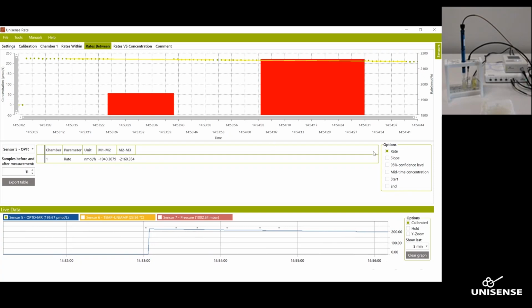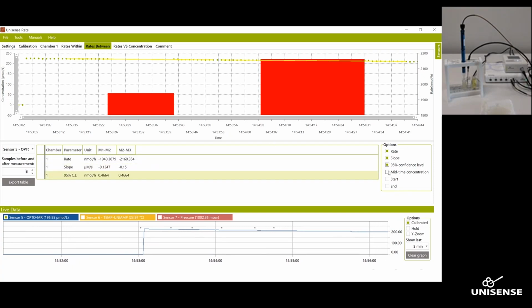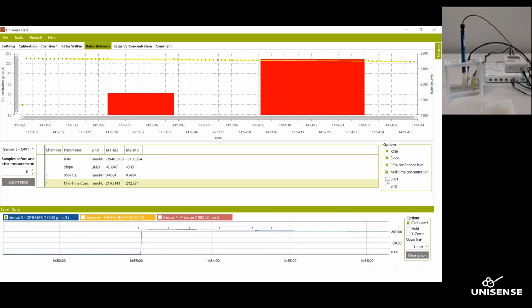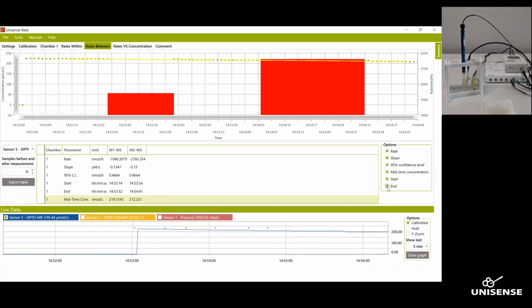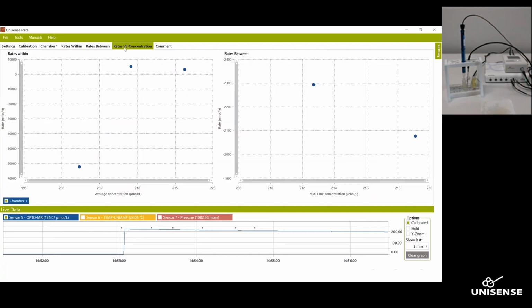The same here as for rates within. You can add the different slope, 95% confidence level, and the mid-time concentration, and start and end points. And again, you can export this table to Excel and a CSV file. The last tab here plots the rate versus concentration.